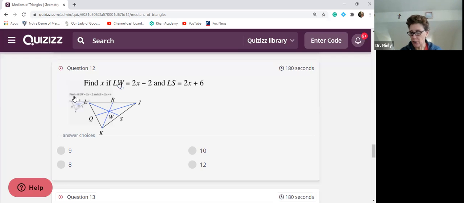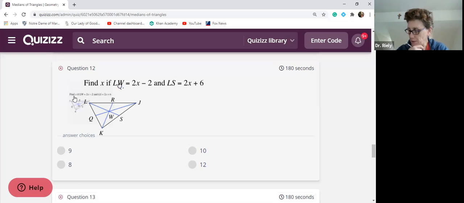So if I take 2/3 of the entire length, I can set it equal to LW. So I have to do some multiplication. 2/3 times 2x, so I wanted you to write this down as well, gives me 4x over 3, plus 2/3 times 6 gives me 12 over 3. That has to equal 2x minus 2. Let's simplify things. 12 over 3 equals 4. So now I have 4x over 3 plus 4 equals 2x minus 2.